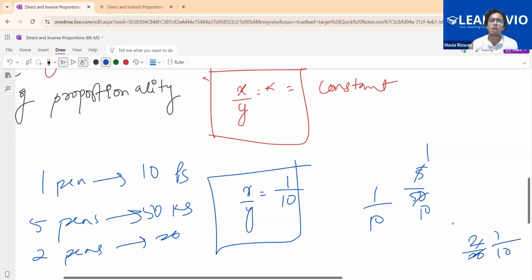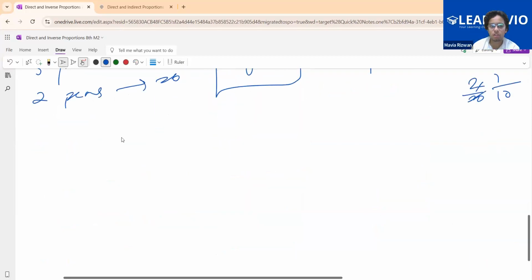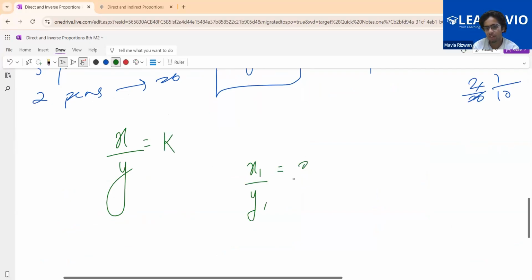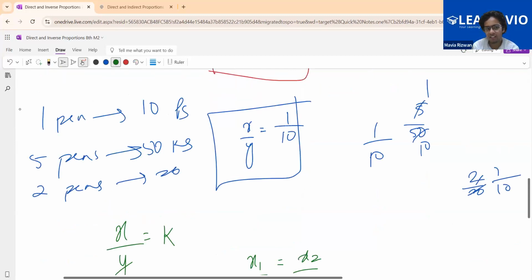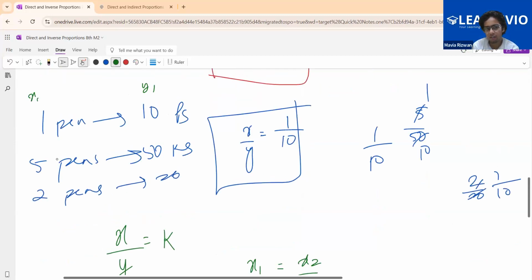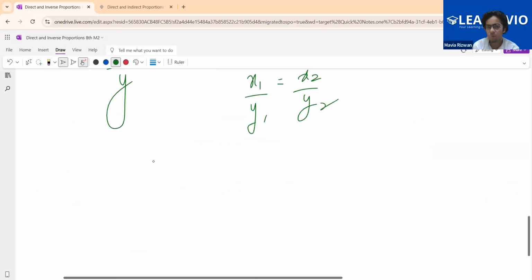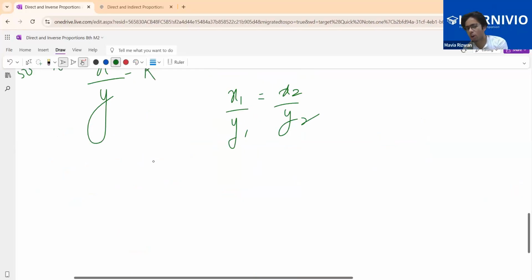So the main point was x by y is equal to k. So we say x1 by y1 is equal to x2 by y2. How come? If I take this as x1, this as y1, this as x2, this as y2, then x1 by y1 was 1 by 10 and x2 by y2 is 5 by 50, which is also 1 by 10. So eventually they are equal. x1 is the first quantity and y1 is the corresponding first quantity. So this is the formula for direct proportion.